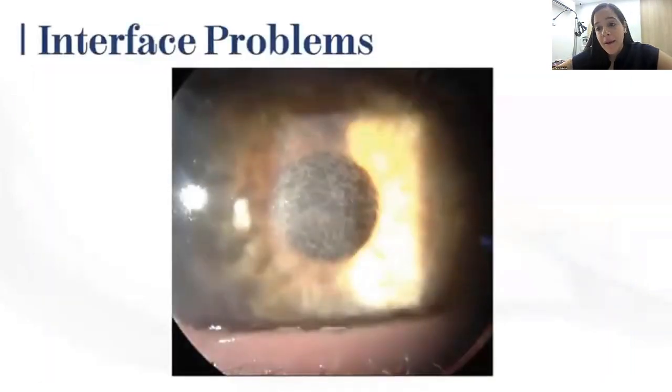Another problem can be interface haze, also referred to as textural interface opacity. This happens because there is retained viscoelastic between the graft and the stroma of the donor. This complication usually resolves between 6 to 12 months.